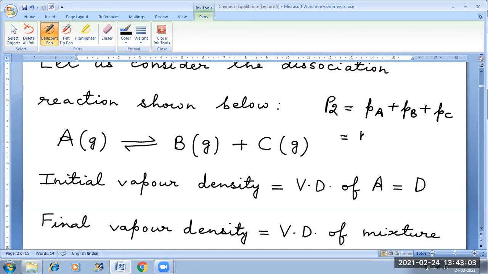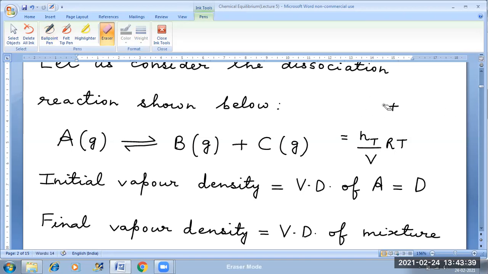Also, can I write it in this way, N total? Yes sir. Because N total will be Na plus NB plus NC. If you put PA as NA RT by V, PB as NB RT by V, and PC as NC RT by V, then we get this. Volume is constant in a closed container, temperature is constant, R is a constant. Is this Dalton's law of partial pressure? Exactly, inside the closed vessel I am using Dalton's law of partial pressures.